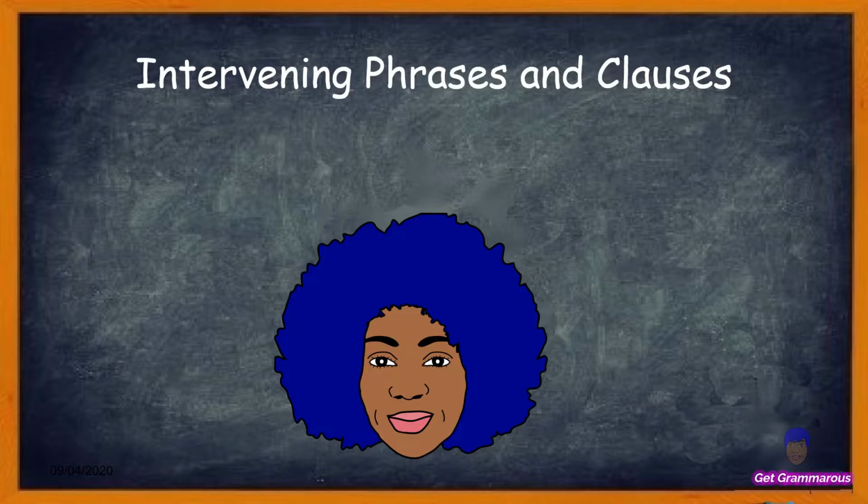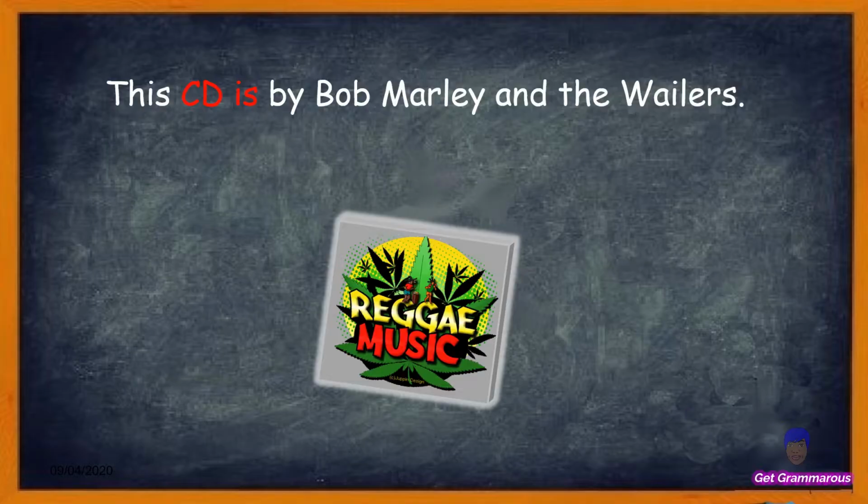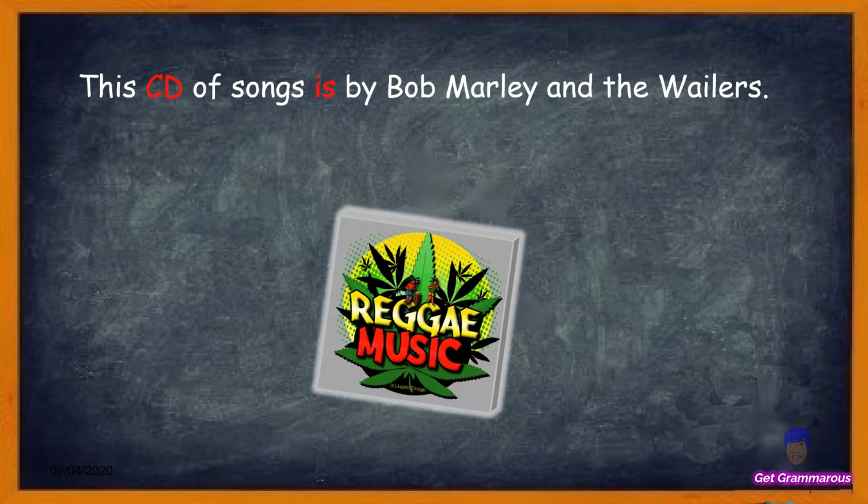Intervening phrases and clauses. The number of a subject usually is not determined by a word in a phrase or a clause following the subject. For example, this CD is by Bob Marley and the Wailers. This CD of songs is by Bob Marley and the Wailers.